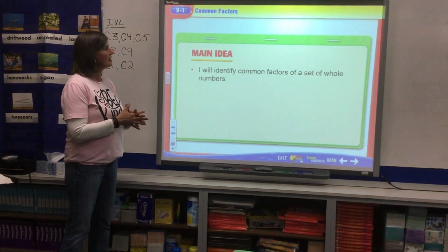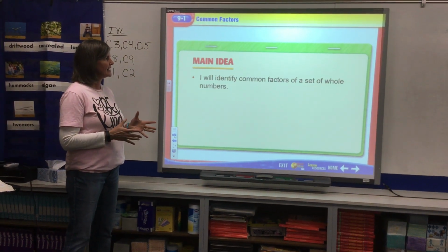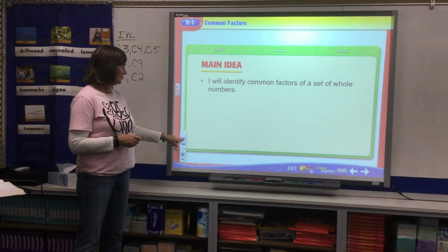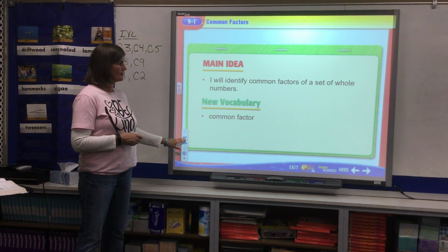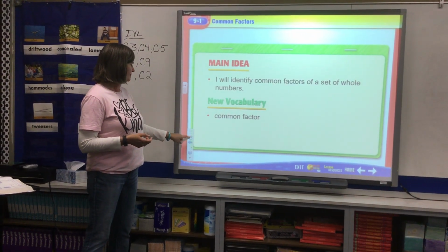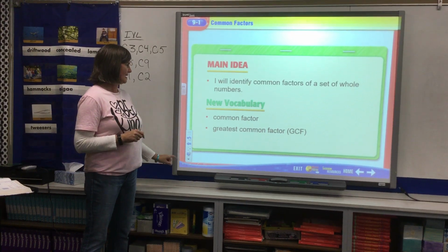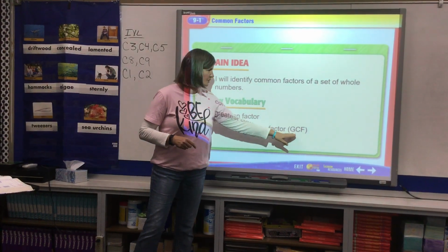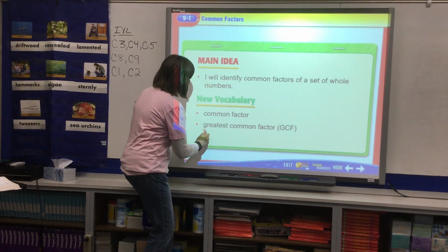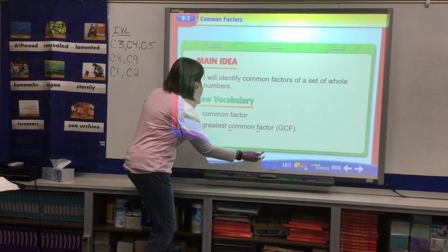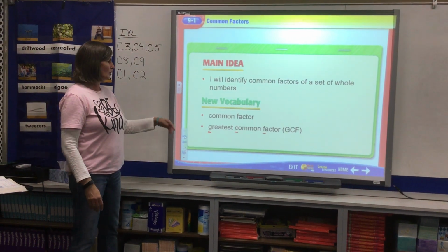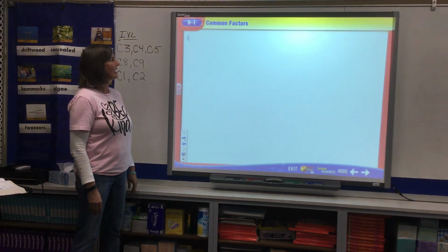As I stated, our main idea is that we're going to identify common factors of a set of whole numbers. First, we're going to talk about what a factor is, and then we'll talk about common factors and greatest common factors, which we're going to abbreviate as GCF. They took the first letter of each of these words, so if I refer to the GCF, you know we're talking about the greatest common factor.